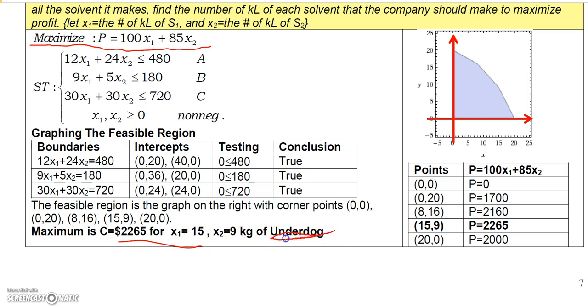That was just a copy and paste. That just shouldn't be there. So the number of kiloliters of solvent 1 is 15, the number of kiloliters of solvent 2 is 9, and that's your solution. In the next section, we'll talk about how to solve linear programming problems using algebraic means.